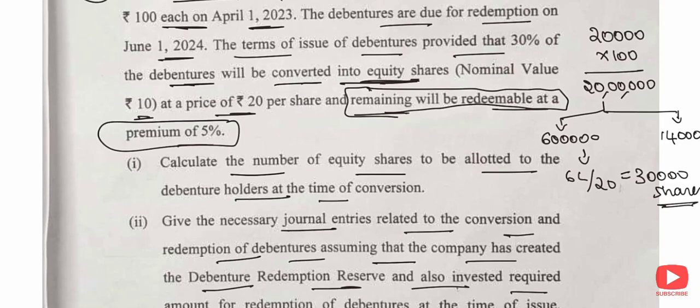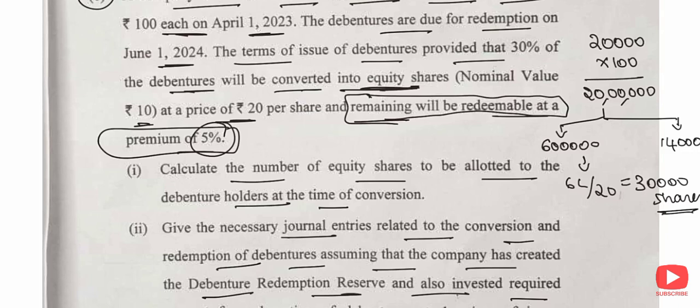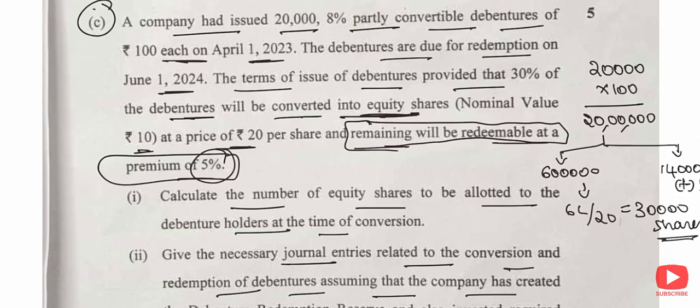For conversion, what will you do? Debenture holders to equity share capital. For the remaining, debenture holders to bank. The premium which is there: securities premium account debited to premium on redemption, or P&L account debited to premium on redemption. Premium of 5%, so this will be plus 5%. Clear? This is your easy 5-mark question on redemption of debentures.